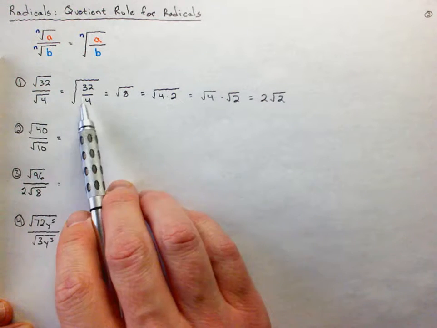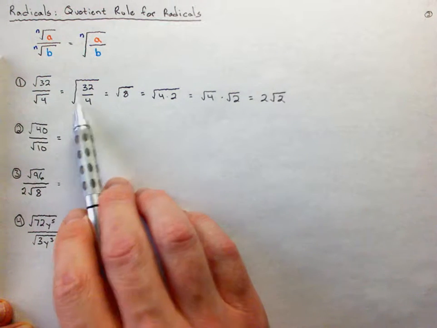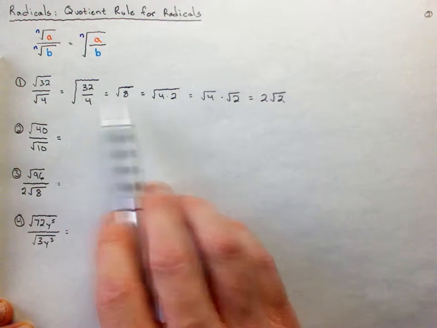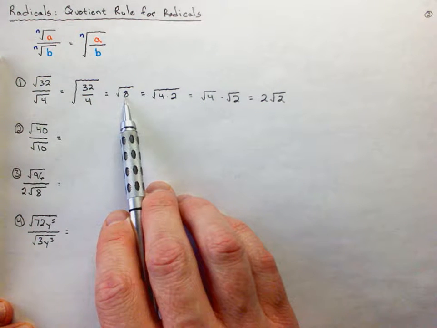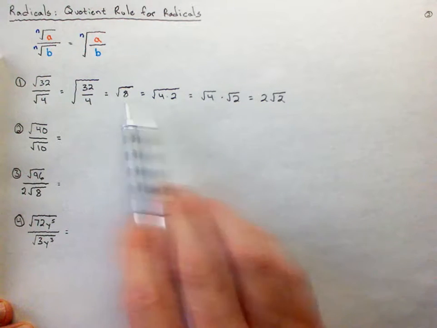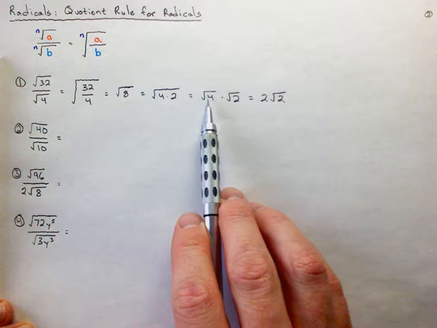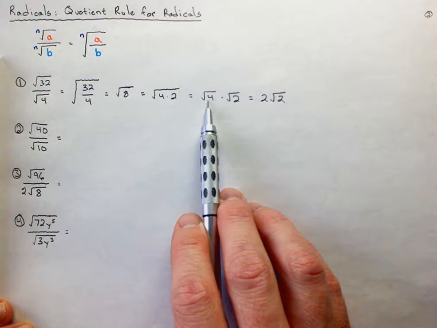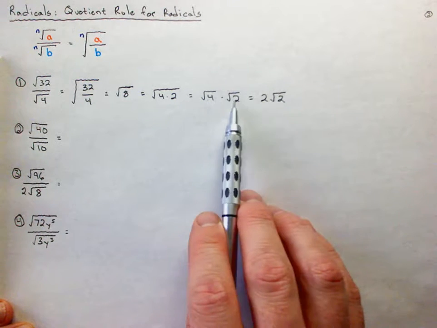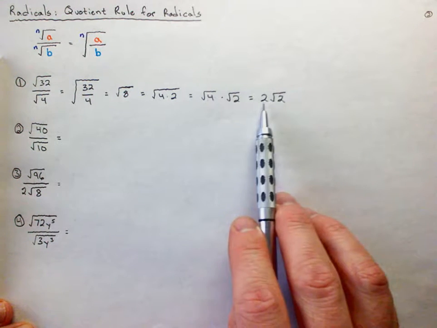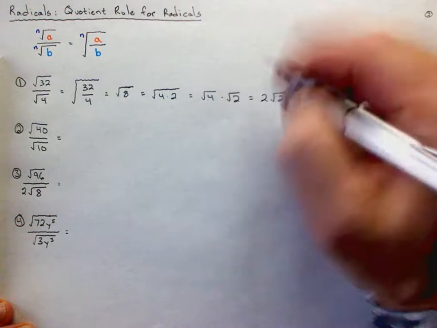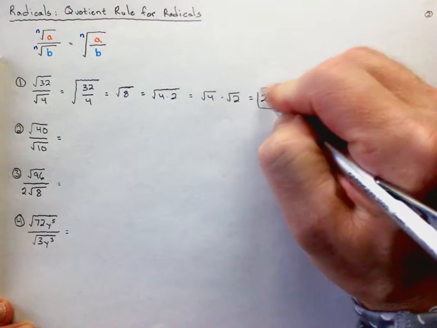root of 4. I can write that as the square root of 32 over 4, which is 8. Then I use the product rule to rewrite the square root of 8 as the square root of 4 times 2, which equals the square root of 4 times the square root of 2, which in turn equals 2 radical 2. And that is my simplified answer.